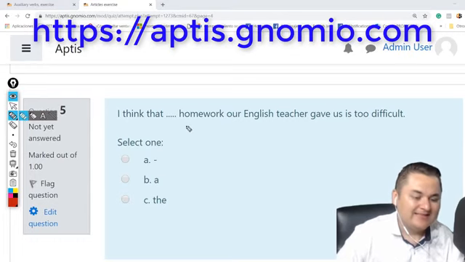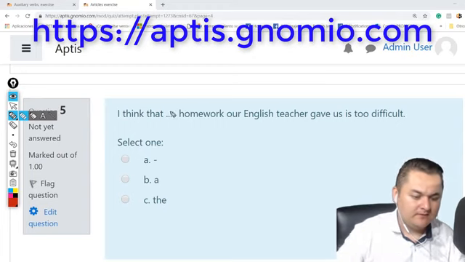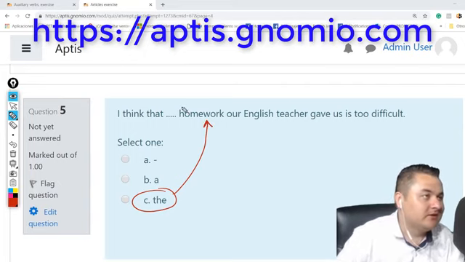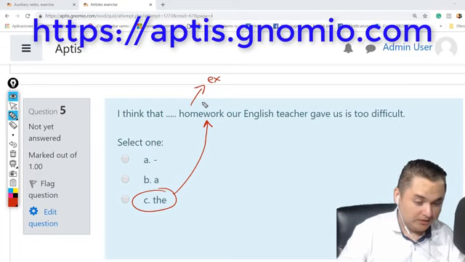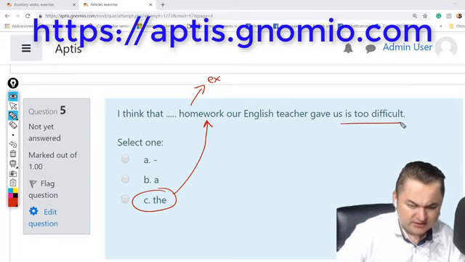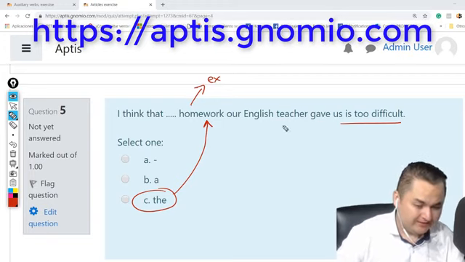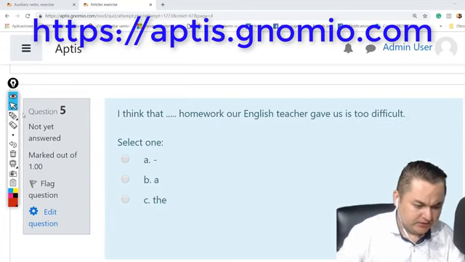Now, in this sentence, the person is specific. The homework. Because I'm talking about something specific. Let us just think about exercises. The homework consisted in doing some exercises. So that homework was not difficult. Well, in here is too difficult. So I'm going to be specific and I'm going to say, I think that the homework our English teacher gave us is too difficult. And that will be the answer choice.